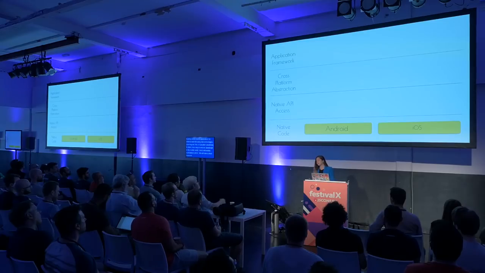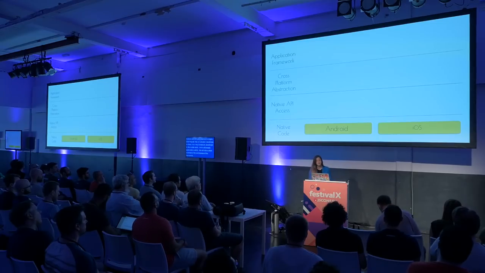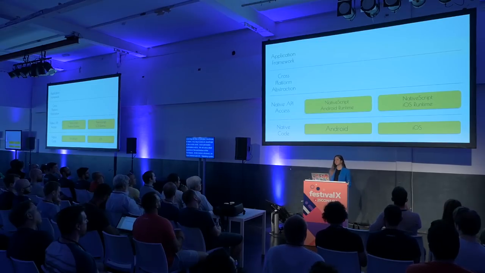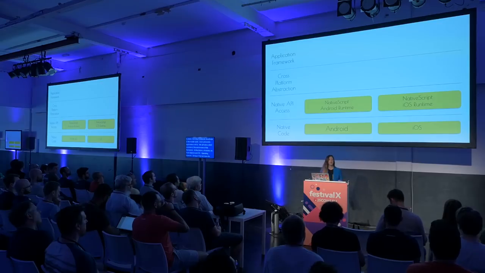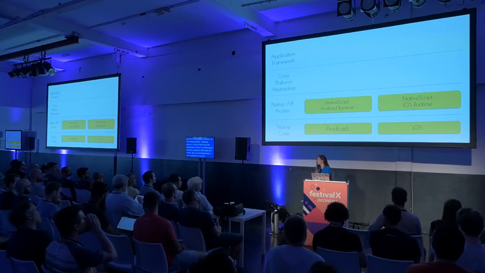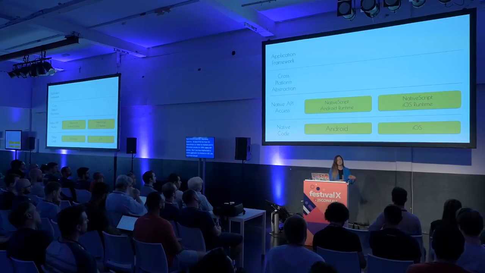We will take a short overview of the architecture of the framework. At the bottom, of course, we have Android and iOS, the underlying operating systems. On top of that, we have the NativeScript runtimes for Android and for iOS, which provide the 100% native API access. But if you ever had to build a mobile application for Android or iOS, you may have noticed that the way to do that is quite different. All the APIs are different. The way to build your user interface is different. Everything is completely different because there are two different worlds.